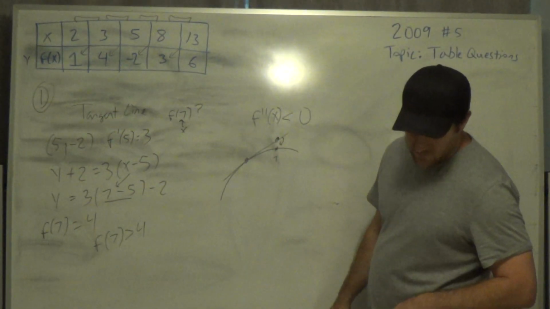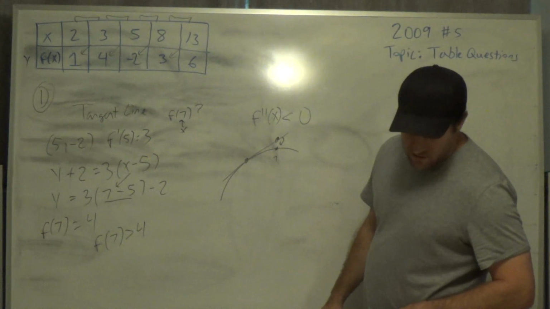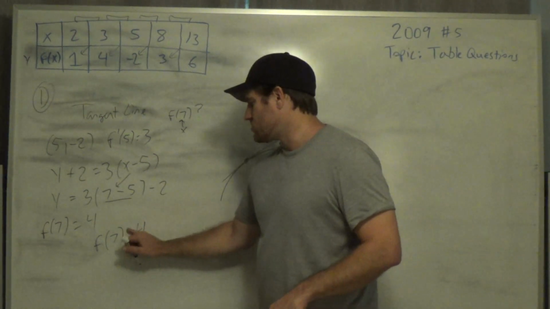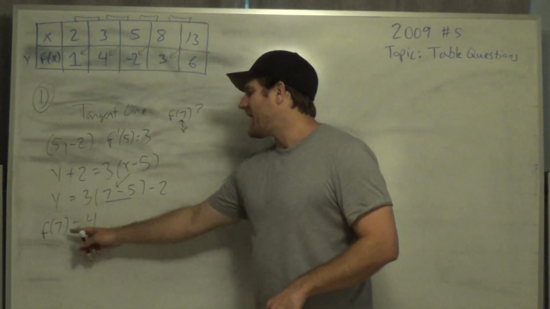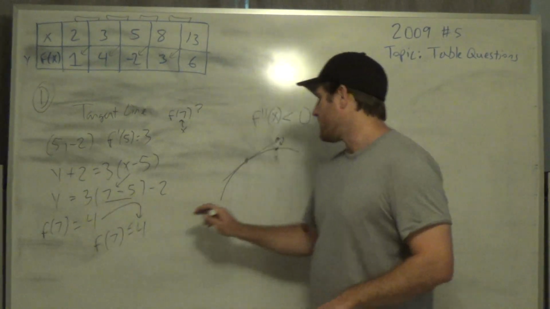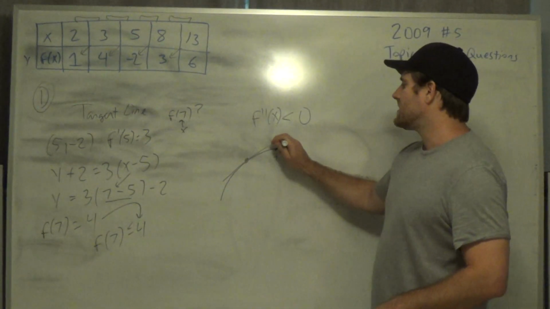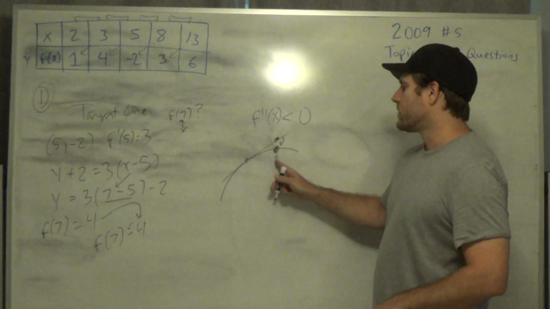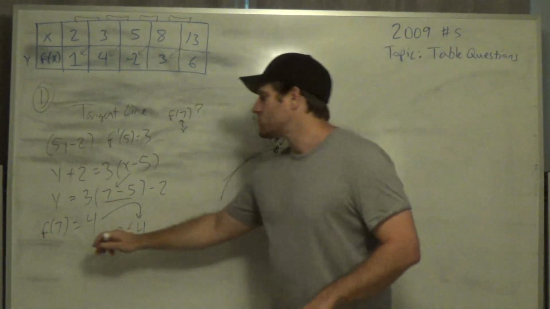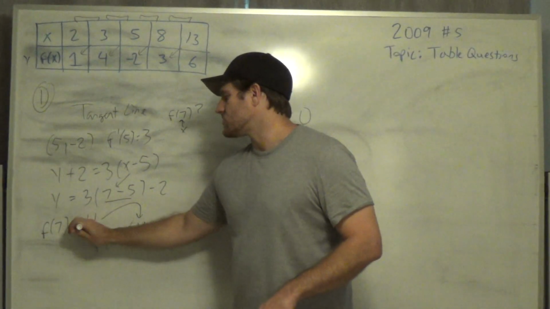Go back and look at this. Sorry, I apologize. My estimate for f of 7 is 4. That's my estimate. My estimate is actually above. This is the real one. The real f of 7 lives here. This one, using the tangent line, was just an approximation.